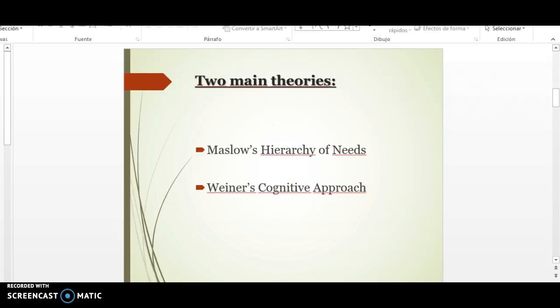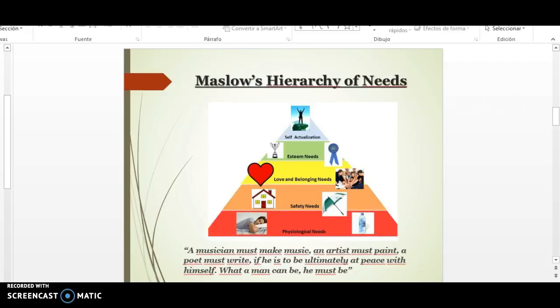And right now, we are going to see the two main theories named in Theme 1. If you remember them, they are Maslow's hierarchy of needs and Weiner's cognitive approach. Okay, let's go on to present the first one.